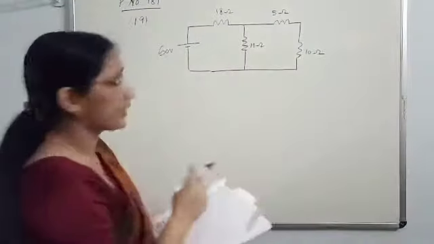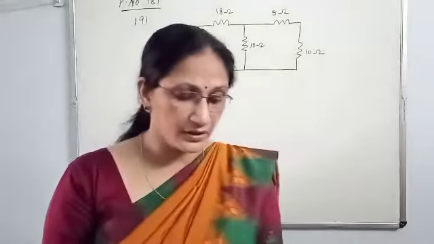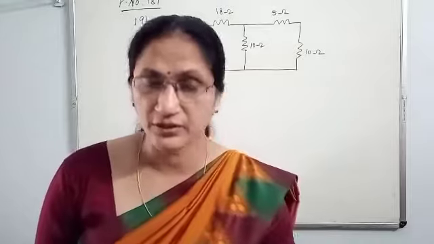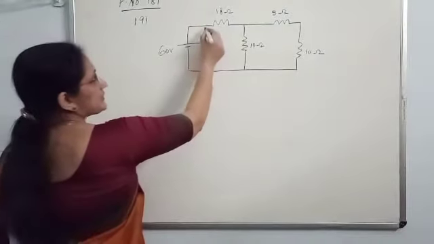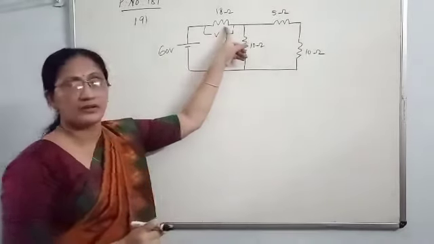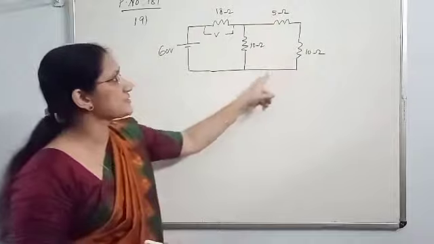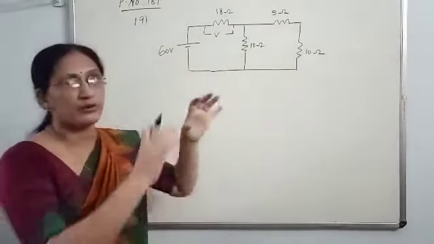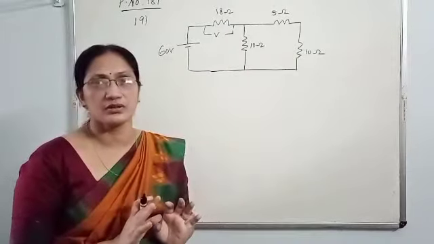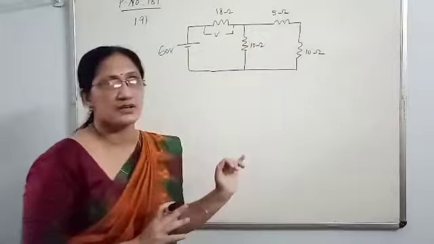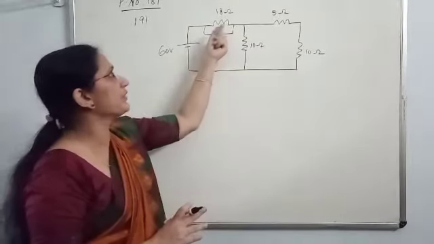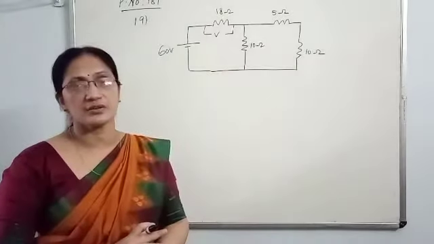Next, question number 19 from the same page 181. Determine the voltage drop across 18 ohm in the circuit. You are asked to find out how much is the voltage across this resistor. In the circuit you can see there are 4 resistors. So this 60 volt will be divided among 4 resistors. One resistor alone will not get 60 volt. It is divided among these 4 resistors. And you are asked to find out how much out of 60 volt will be available for this resistance 18 ohm.